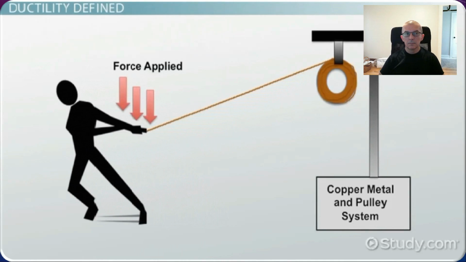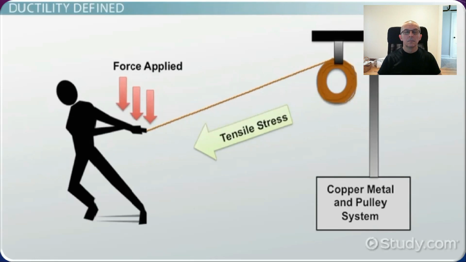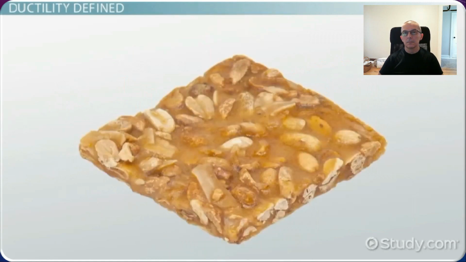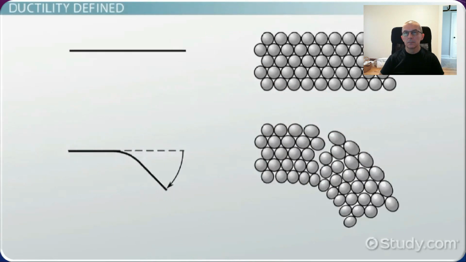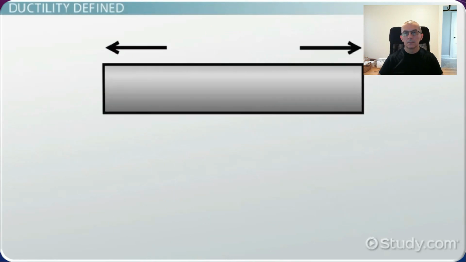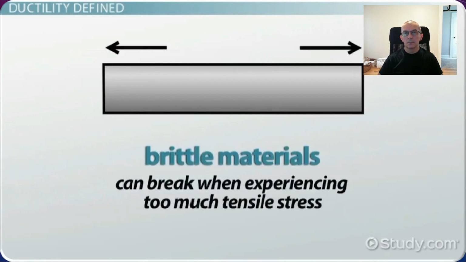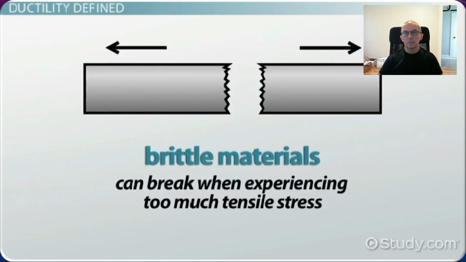Just keep in mind that tensile stress can contribute to the ability of a material such as metal to stretch into a thin wire. Do you know the term for a material that is considered to be the opposite of a ductile material? This term is referred to as a brittle material. Brittle materials are quite different from ductile materials. Instead of stretching and lengthening, brittle materials can break when experiencing too much tensile stress.